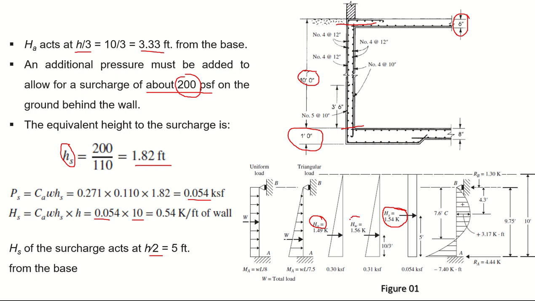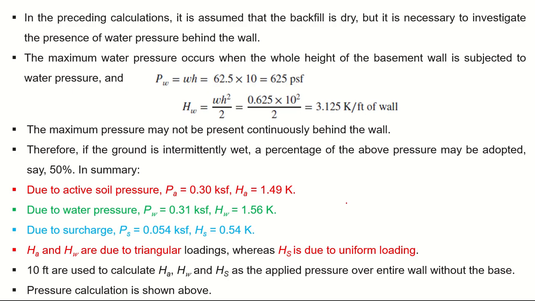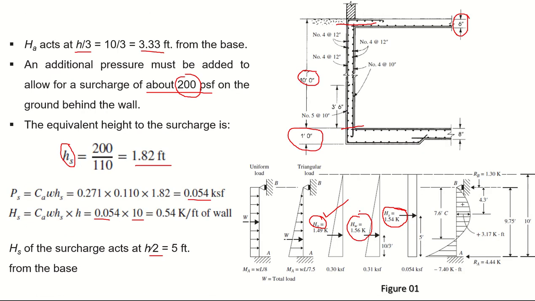The third one we are left with: we have only considered that the soil is undrained, or doesn't include any water. In the preceding calculations, it is assumed that the backfill is dry. We didn't account for the presence of water, but it is necessary to investigate the water pressure behind the wall. So let's assume the maximum water pressure, that the soil is completely saturated. In that case, PW will be the unit weight of water times the height of the wall, which is 625 psf, and it also acts in a triangular way.